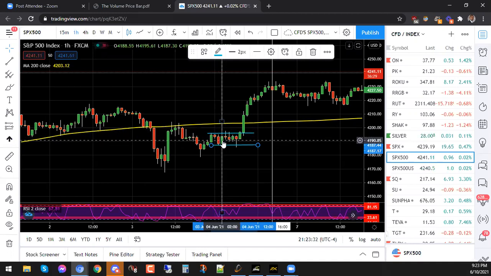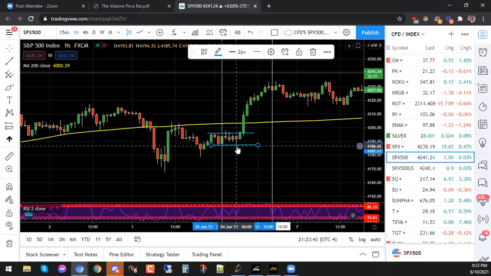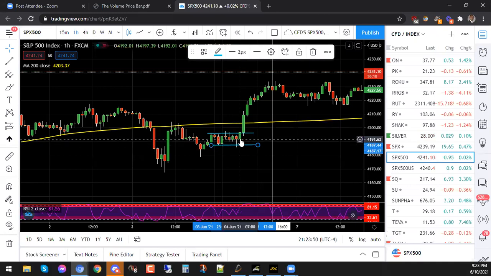Now, if you understand the pattern formation that you're looking at, you know that we will expect one more wave down. And when that price comes back to the downside, we could enter on the completion of the correction, or you wait for a volume price bar, right? So the volume price bar that we're going to look at is this green bar right here. This green bar is coming in at 7 a.m.